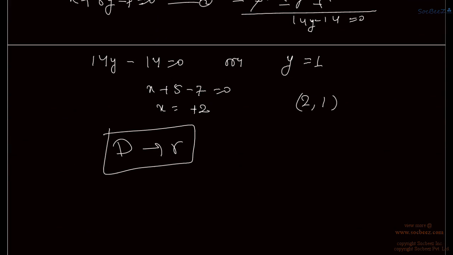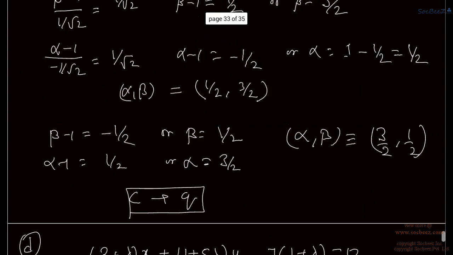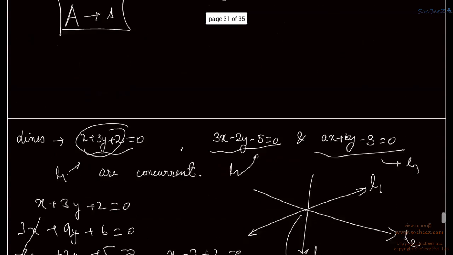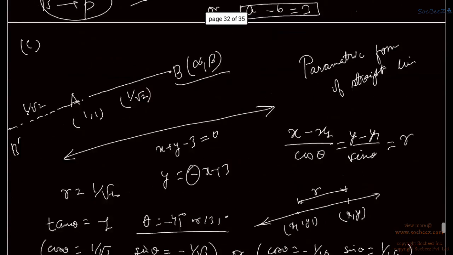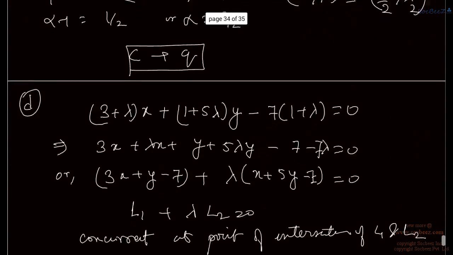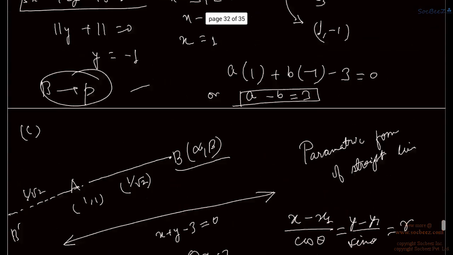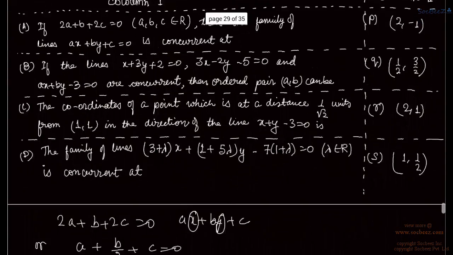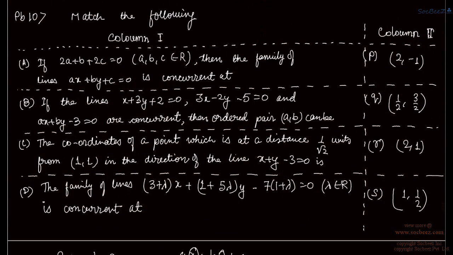Now we have our matchings ready. A matches with S, B matches with P, C matches with Q, and D matches with R. This is our matching. So this completes our problem set on straight lines.